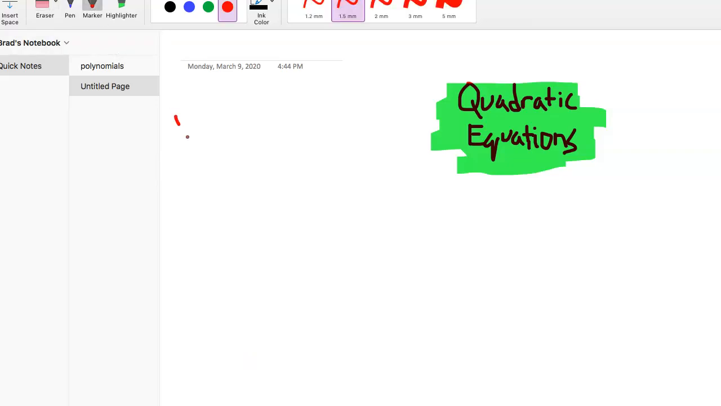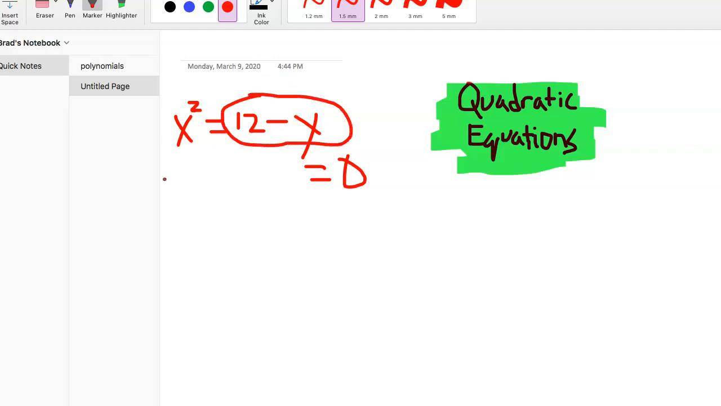On this one we have x squared equals 12 minus x. We're always trying to set this up so that we have stuff that equals 0. Because of that, we're going to take everything that's on the right and send it over to the left. So x squared stays. We had a minus x, so we're going to add an x to both sides to send this one over to the left. And we had a 12, so we'll subtract 12 from both sides also.